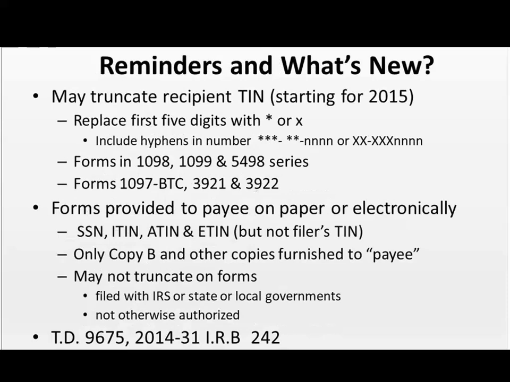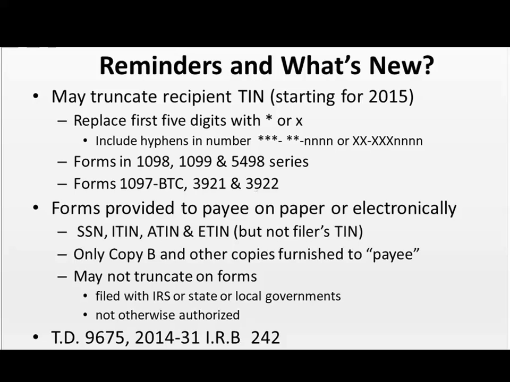You may also truncate the recipient taxpayer identification number by replacing the first 5 digits with an asterisk or an X, and this applies to both Social Security numbers and employer ID numbers. I've got 2 examples up there showing what the format would look like, with the Ns representing the actual digits being reported. So the last 4 digits of each number would be reported. The others would be asterisks or X's, and the hyphens would be included in that.